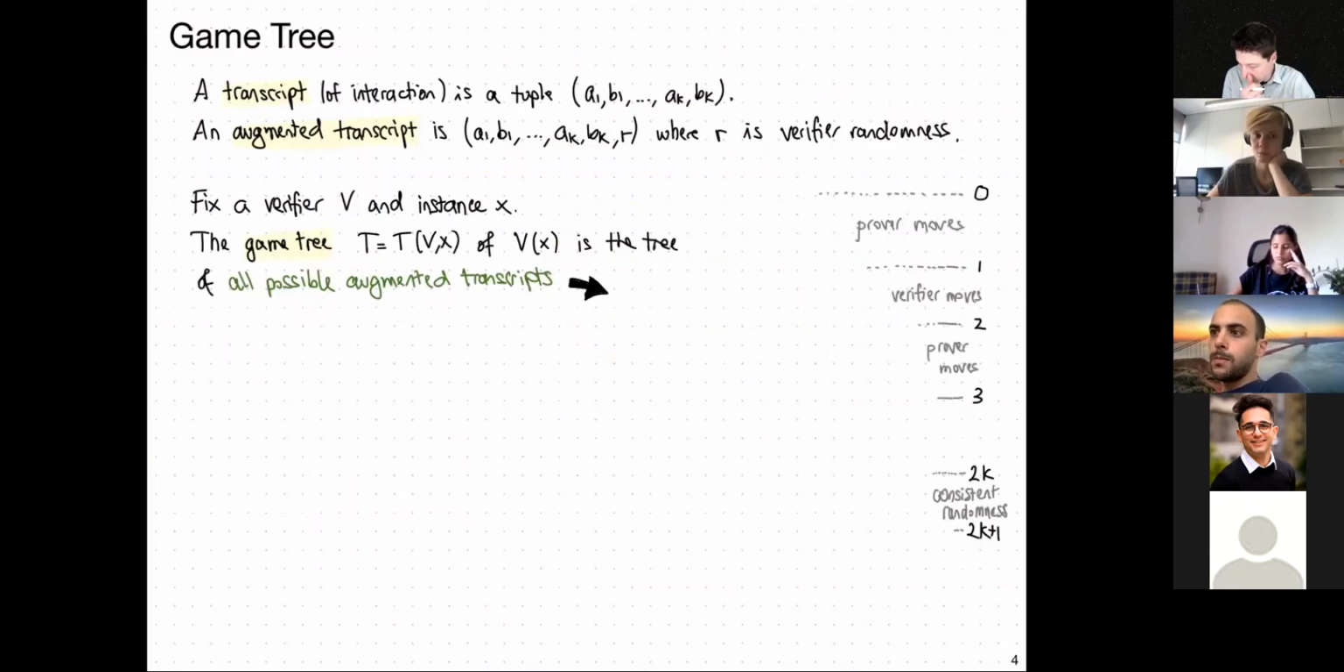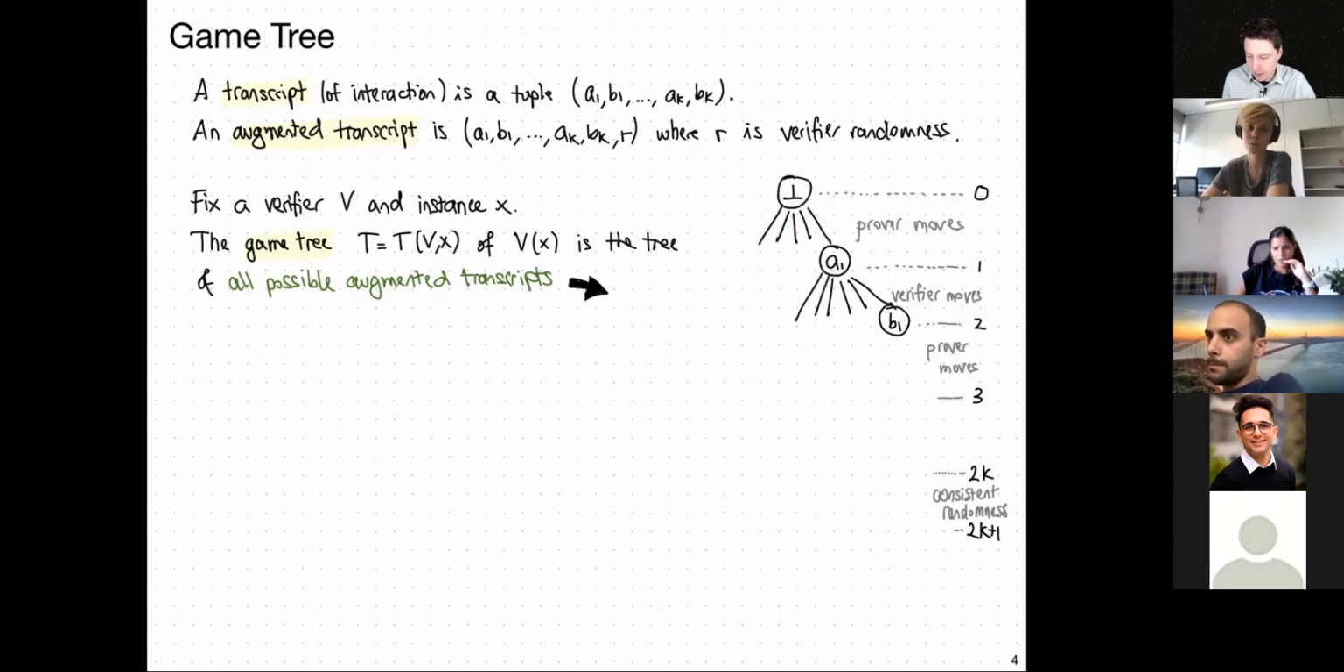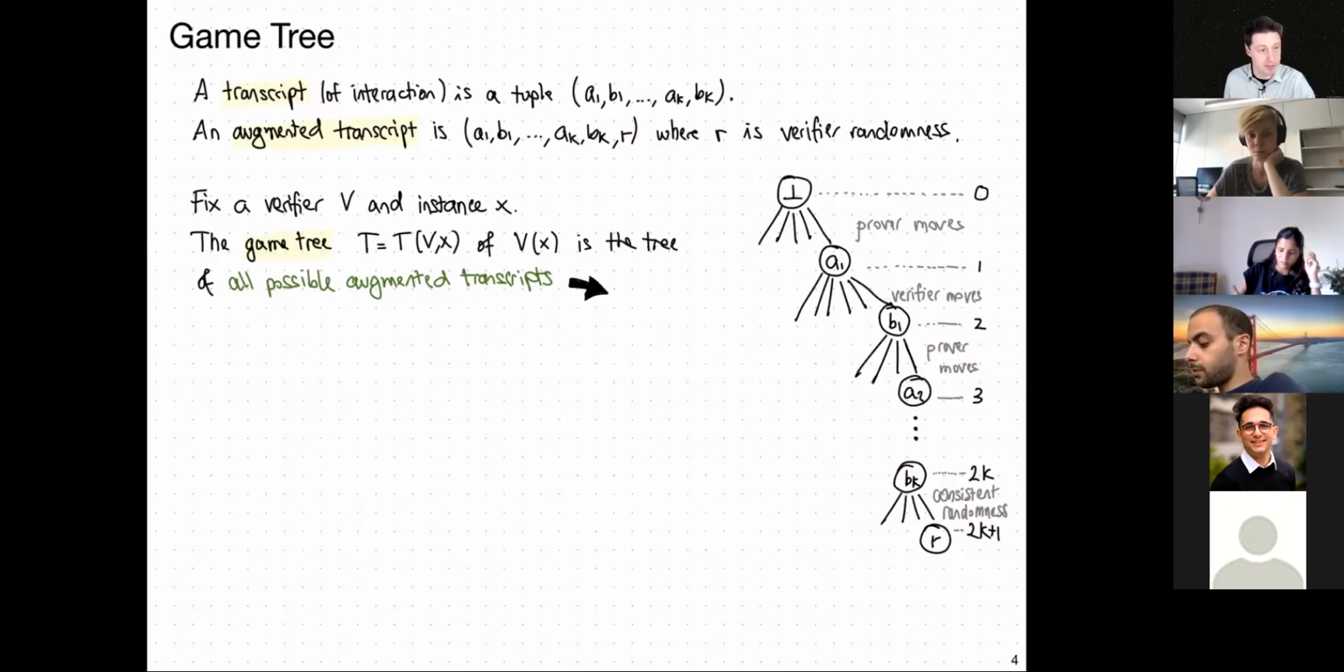So the way you want to visualize it is that you have kind of one jump for each move, right? And at the very end, you have the consistent randomness here. So it would look like this. There are all the prover moves, then all the verifier moves, then all the prover moves, and so on and so forth in alternating fashion until the interaction is over. And then we just put on all the consistent augmentations. So all the random strings that are consistent with the transcript of interaction.